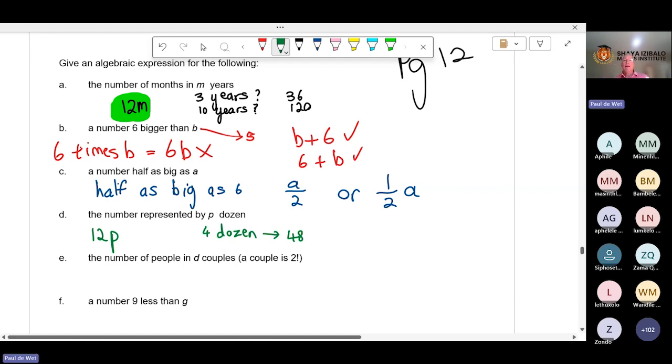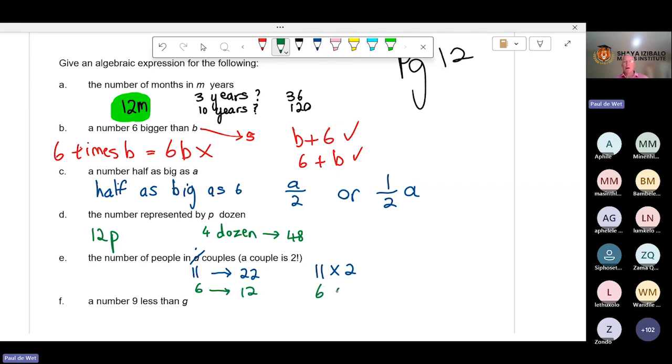Well done. Okay. If you are struggling with this, guys, put a number in here. If this wasn't D, if this was 11, how many people would I have? I would have 22. Okay. And then ask yourself, how did you get there? Well, you got to 22 by going 11 times 2. So let's suppose it's not 11. Suppose it's 6. Well, if there's 6 couples, it would go to 12 people. How did you get there? What did you do? You multiplied by 2.